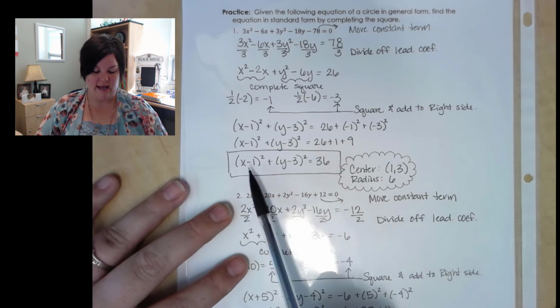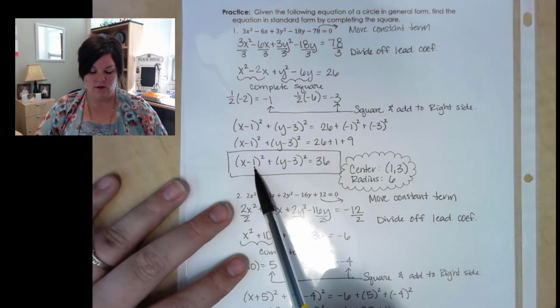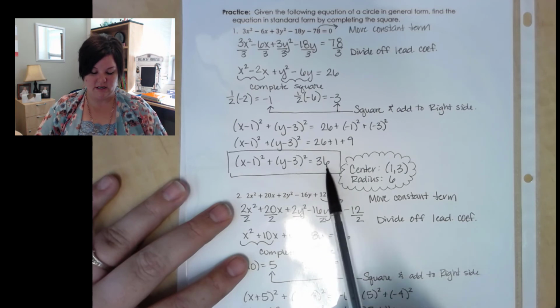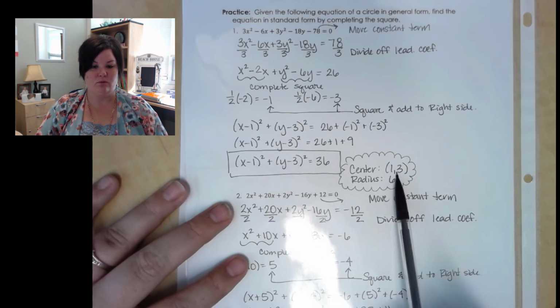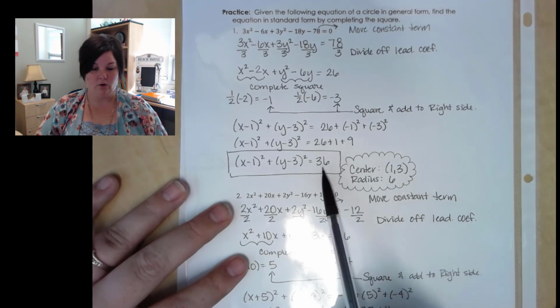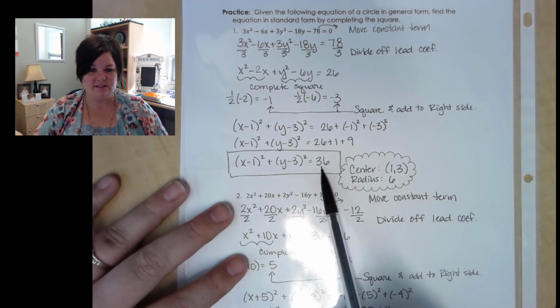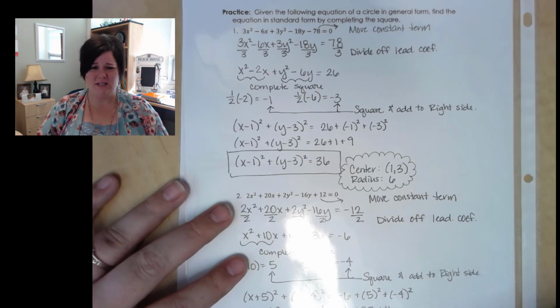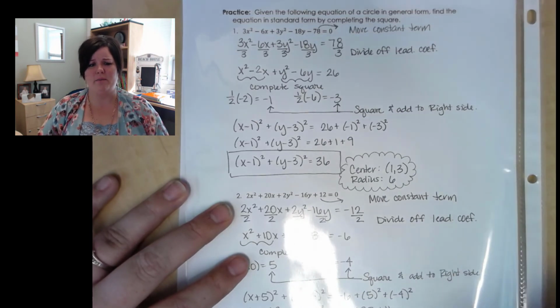So we get x minus 1 quantity squared plus y minus 3 quantity squared equals 36, which means that our center point is positive 1, positive 3. And our radius, the number we have to square to get 36, would just be 6. Okay? If you need more time on that, feel free to pause the video or go back. I'm going to go ahead and move on to number 2.